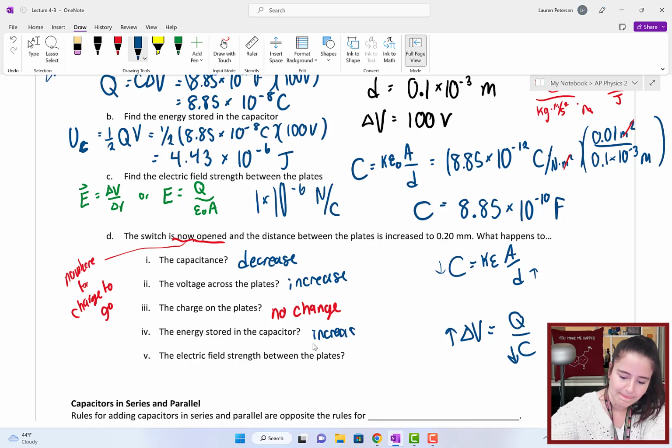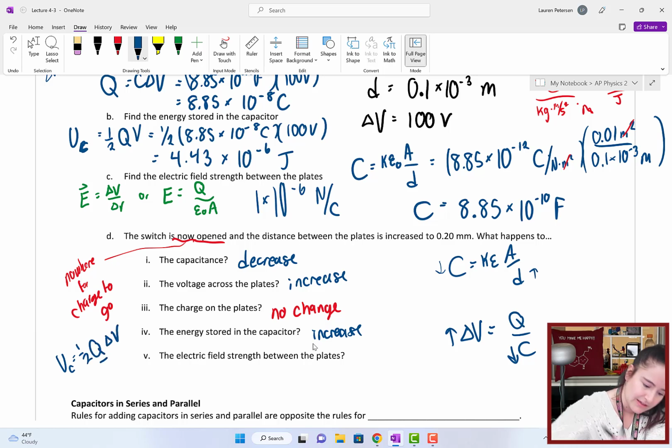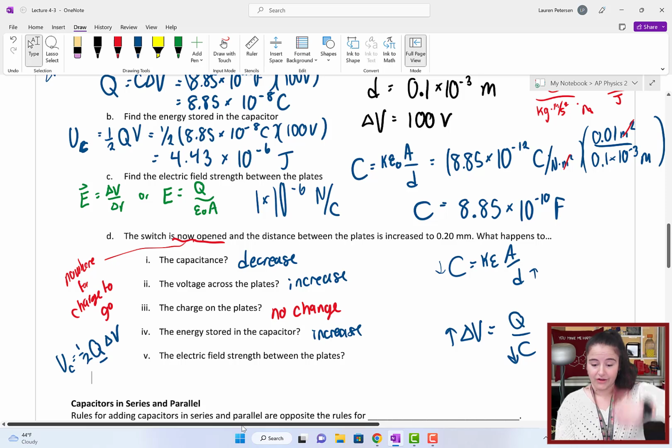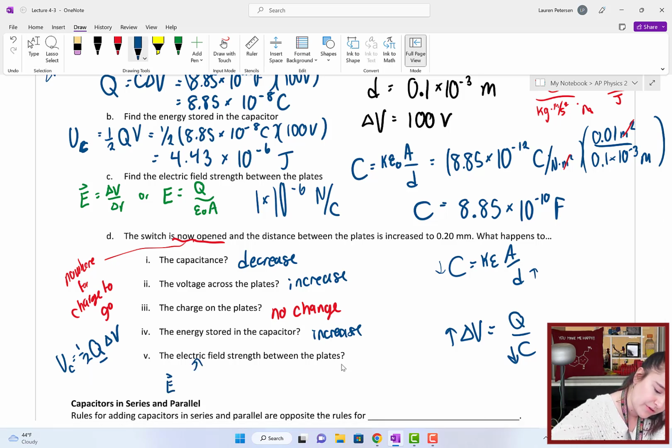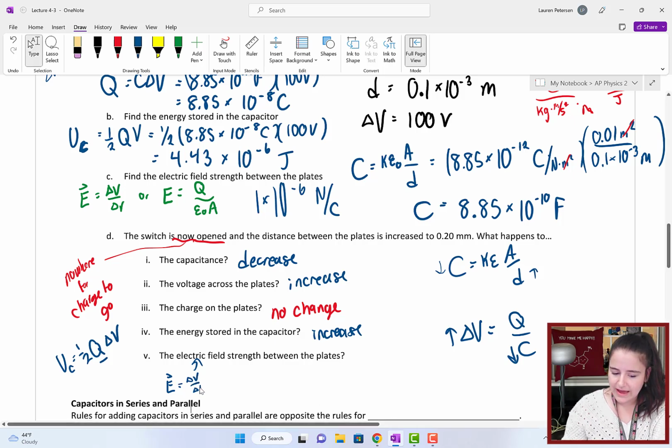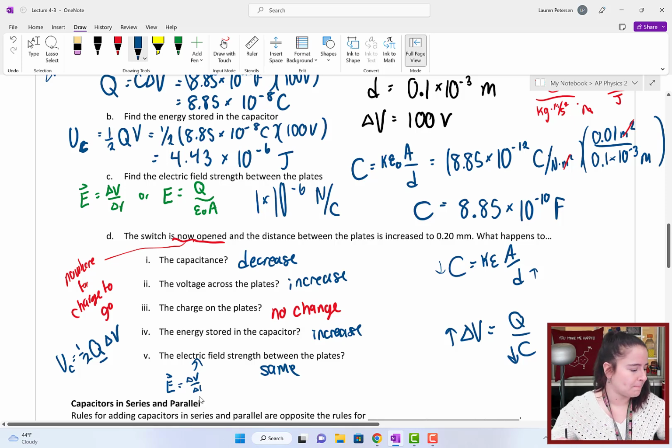And you can always think of that one from U sub C equals 1/2 Q delta V. Q stays the same, but delta V goes up. And the electric field strength between the plates? Well, the electric field strength, remember, is that voltage divided by the distance. So if the voltage increases and the distance increases, they're actually going to increase proportionately. So the electric field strength between the plates will stay the same.